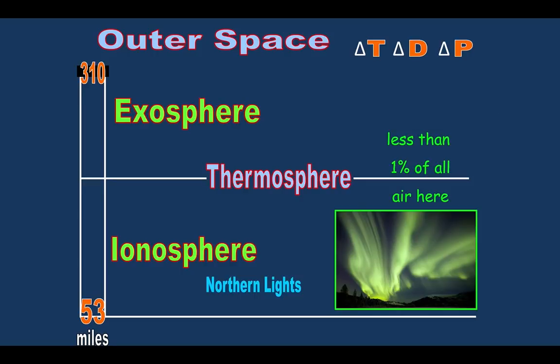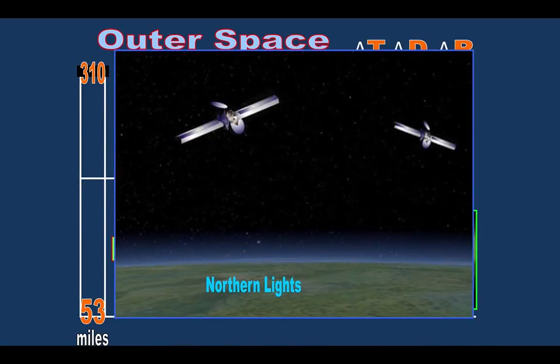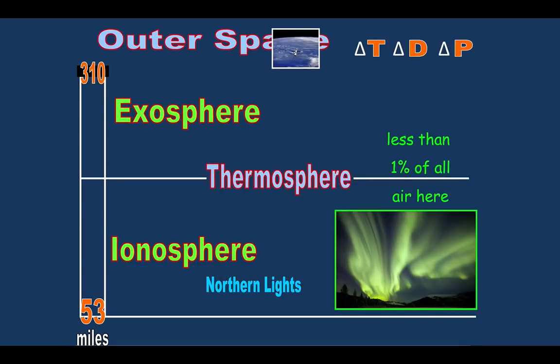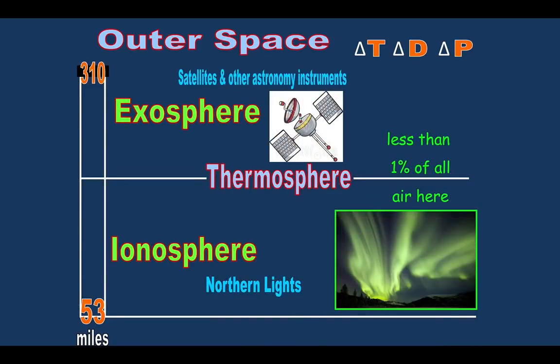And then finally, our last layer is the exosphere. And exo means out or going out, right? It's the outermost layer. And this is where we have the satellites and other astronomical things out here. This is where things are orbiting the Earth. And so label this, please, with that fact about satellites and other astronomy instruments. Maybe draw a few satellites up there showing what's going on in this area.